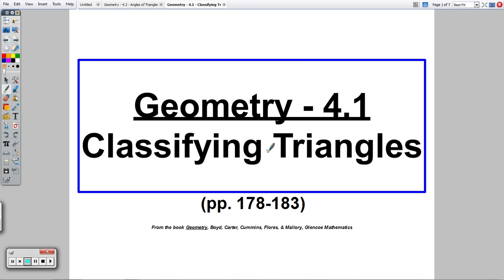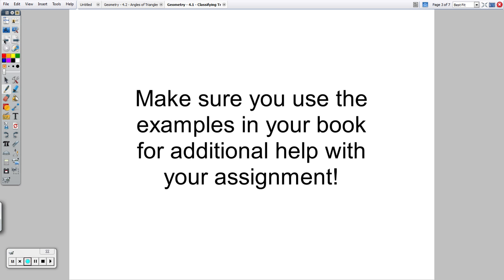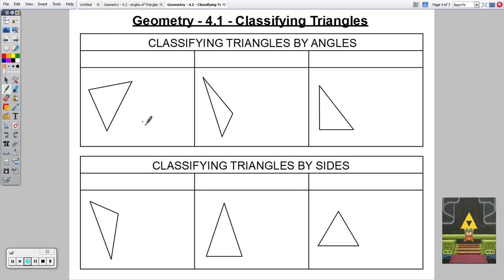Chapter 4 is all about triangles. This lesson will start with some of the basic things about triangles, classifying triangles, and some new, perhaps review terminology. You may know what these terms are already, but if not, you're going to find out about them. Make sure you use those extra examples in your book for help with your assignment if you're one of my students. So let's get started by classifying triangles by their angles, and then we'll do classifying triangles by their sides.